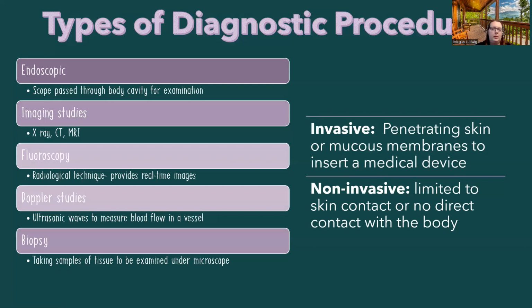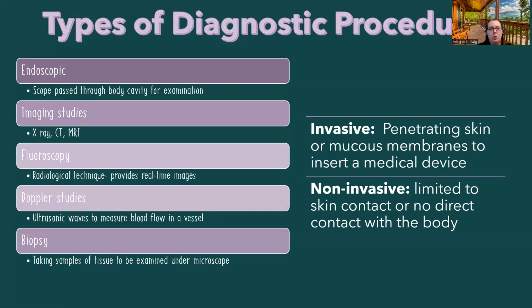Fluoroscopy is a really cool technique that uses something like an X-ray to provide a real-time image. So the X-ray technician can step on the foot pedal or press a button and the picture goes live. So you can see things moving in the body. You can see how things are flowing. It's really cool. Okay.